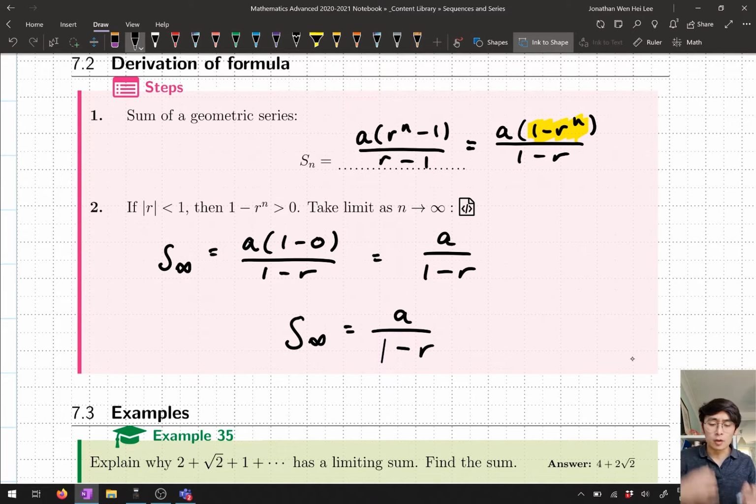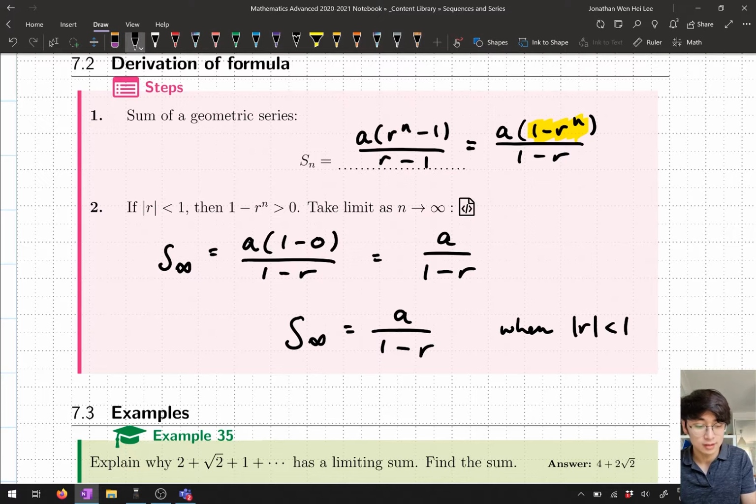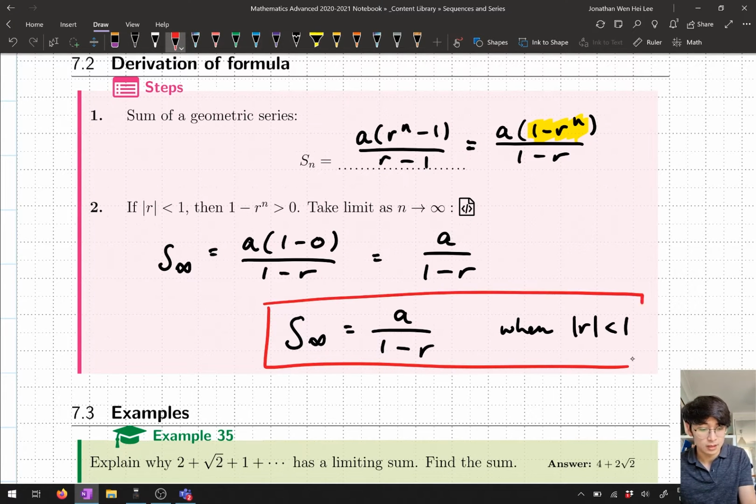So this is only when, let me erase this, this is only when the absolute value of r is less than 1. And so this is the formula that we're going to use for this infinite limiting sum. If we have a geometric sequence or geometric series, and the common ratio is between 1 and -1, or the absolute value is less than 1, then it's going to have this limiting sum.